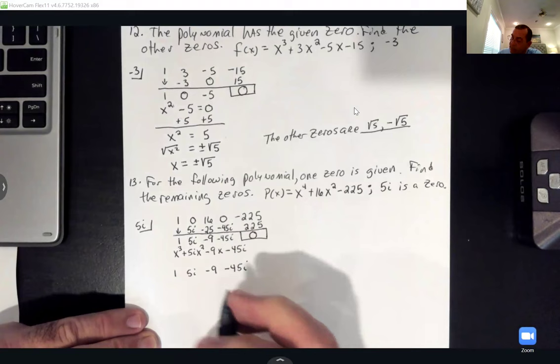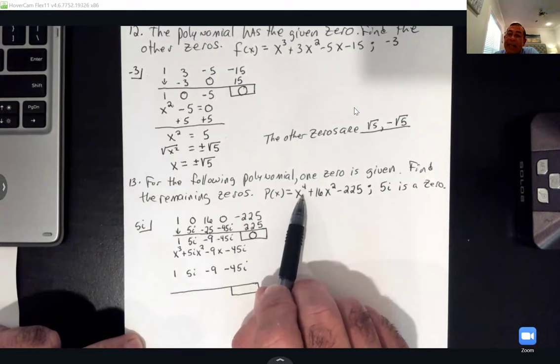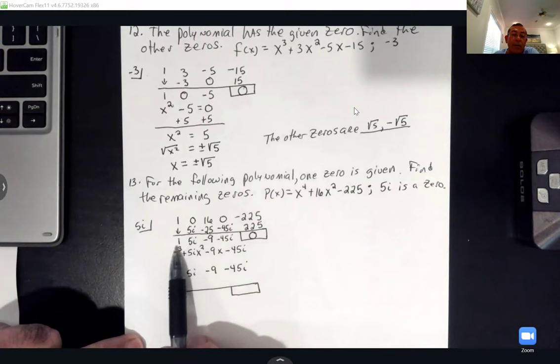And how did you get the x cubed again? So since my original polynomial started out as the x to the fourth, once I divide out one of my zeros, these are the coefficients of the new polynomial, and they always start 1 degree less than the original. Okay, I remember now. Okay. Thank you.